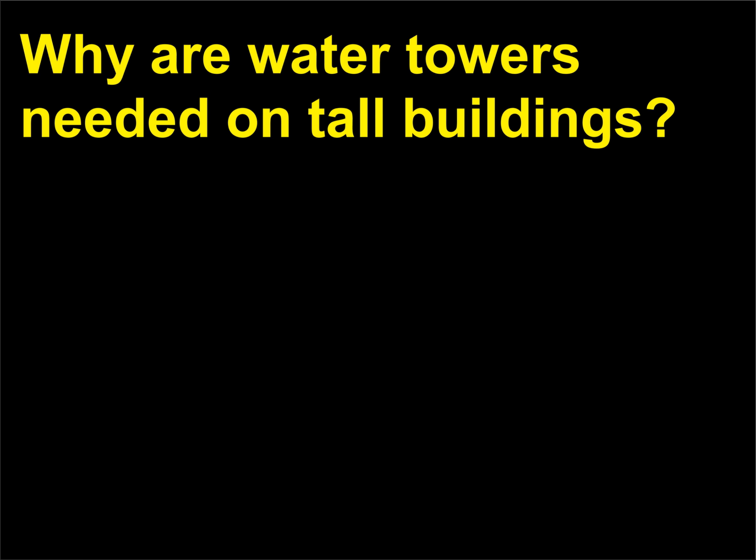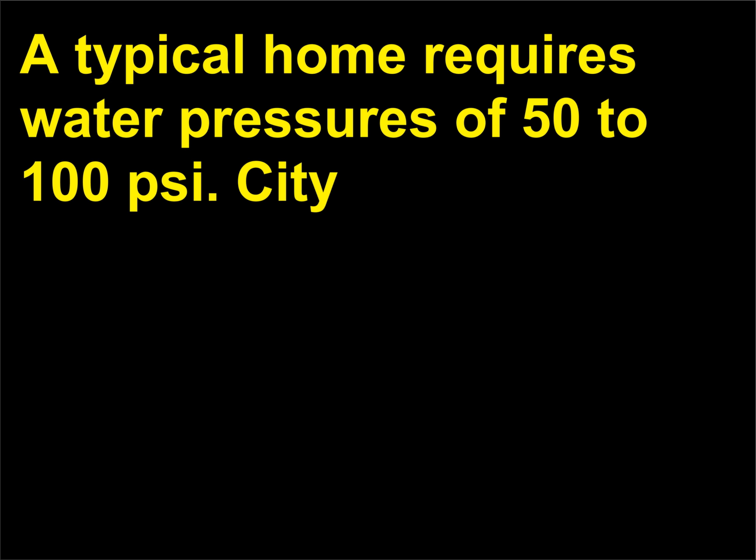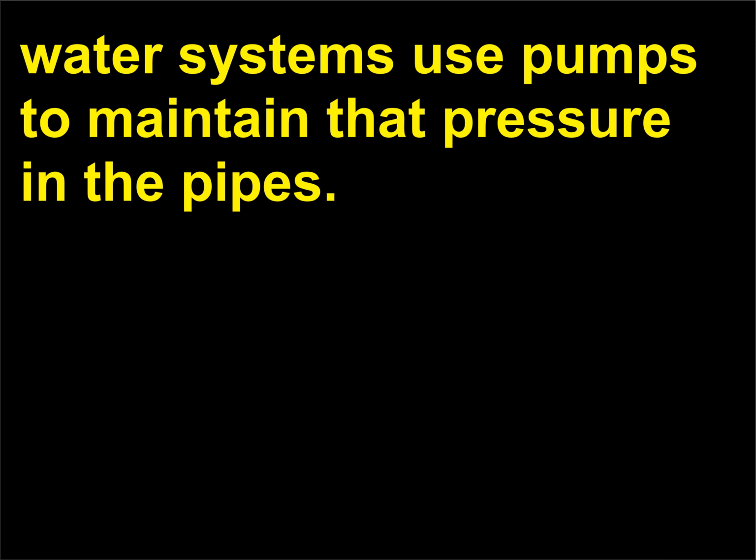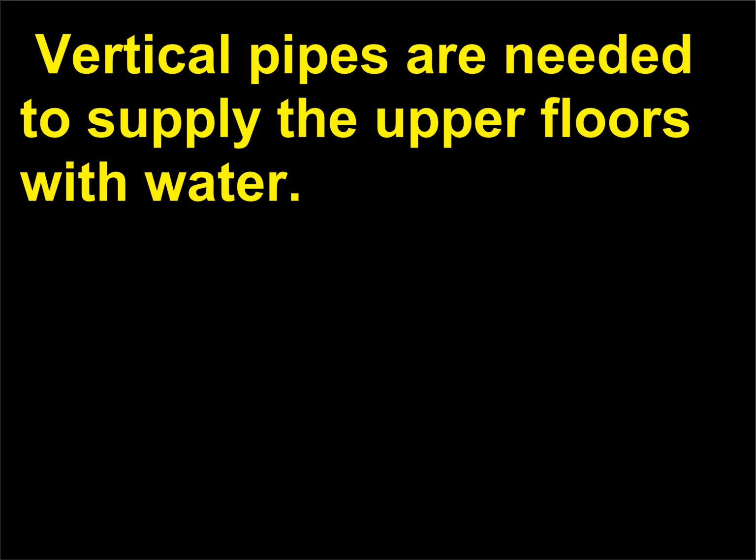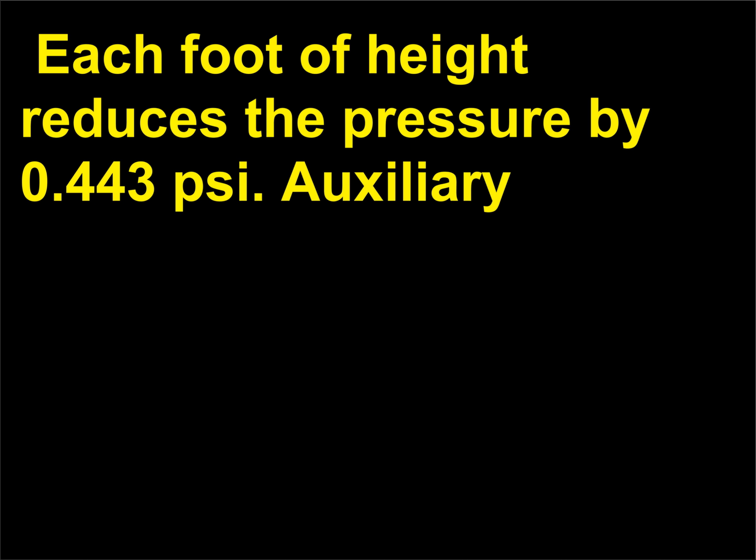Why are water towers needed on tall buildings? A typical home requires water pressures of 50 to 100 psi. City water systems use pumps to maintain that pressure in the pipes. Vertical pipes are needed to supply the upper floors with water. Each foot of height reduces the pressure by 0.443 psi.